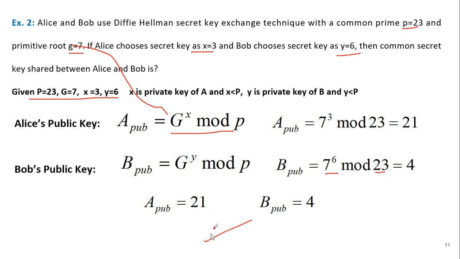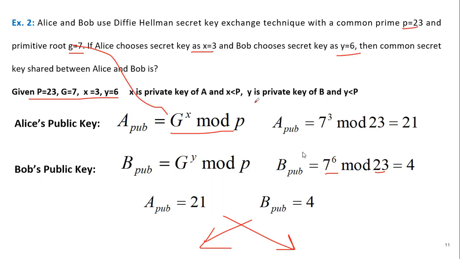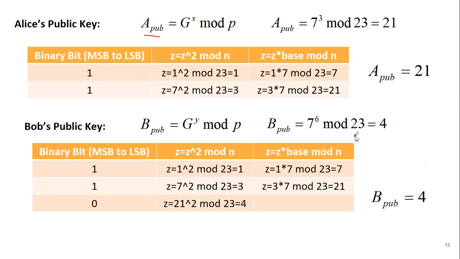Now they are exchanging with each other, and after that they will calculate K. Here A will calculate B public raised to X mod P. So here we can see the operation, A public is equal to... Now this operation is explained again with the square and multiply algorithm. In the next slide we will calculate the K.